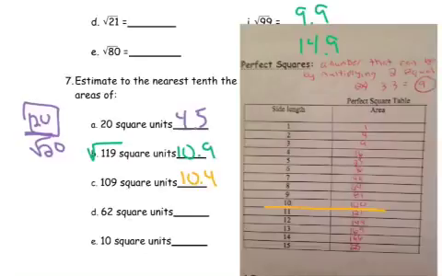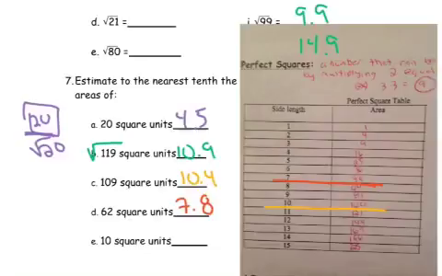The square root of 62. Well, 62 is between 49 and 64. It's really close to 64, so I'm going to go really close to 8 without going over. So I would say about 7.8, or if you had 7.9, or even 7.7, that is okay.